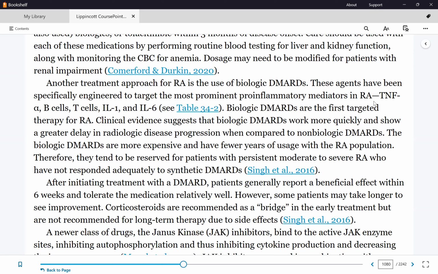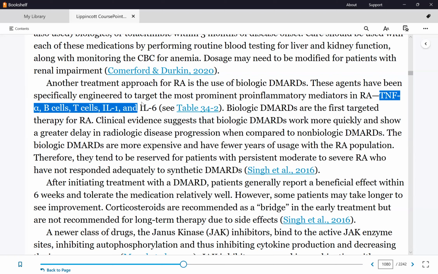So let's say these agents only cover TNF inhibitors, tumor necrosis factor alpha inhibitors, meaning these are only targeting inflammatory substances that are responsible for the symptoms of rheumatoid arthritis. Meaning they leave all the other immune system cells alone. Okay, so therefore, less side effects. As a result, though, they are expensive.